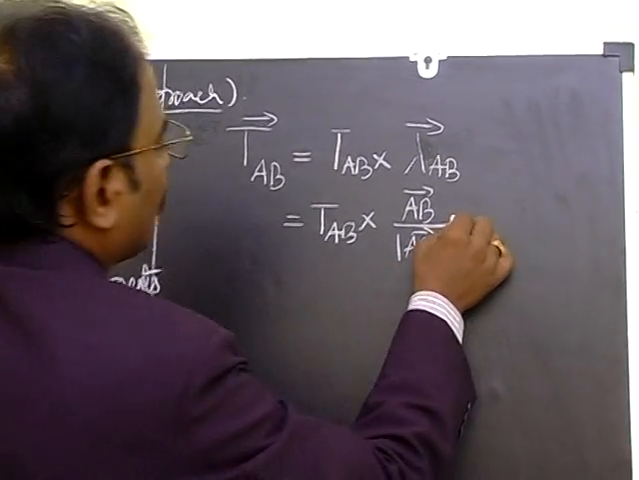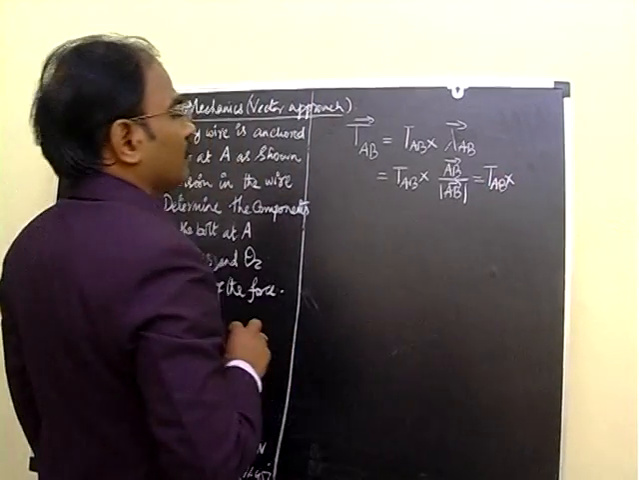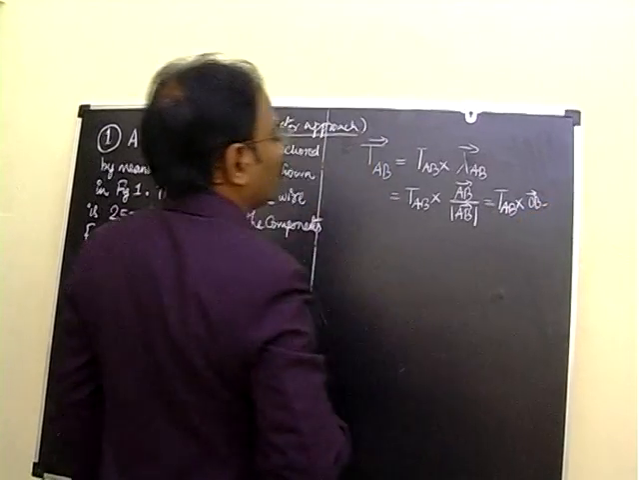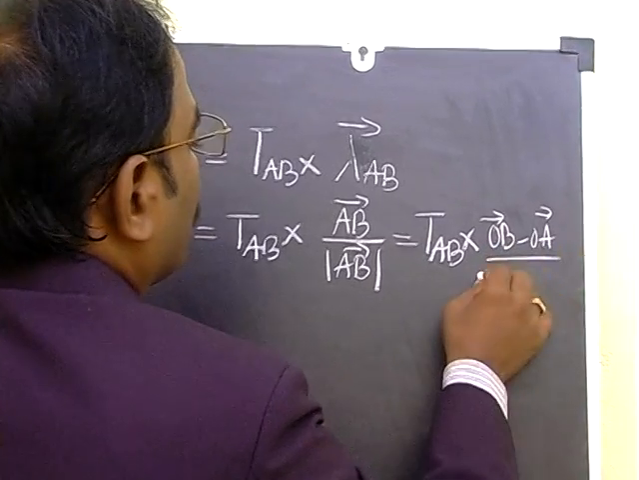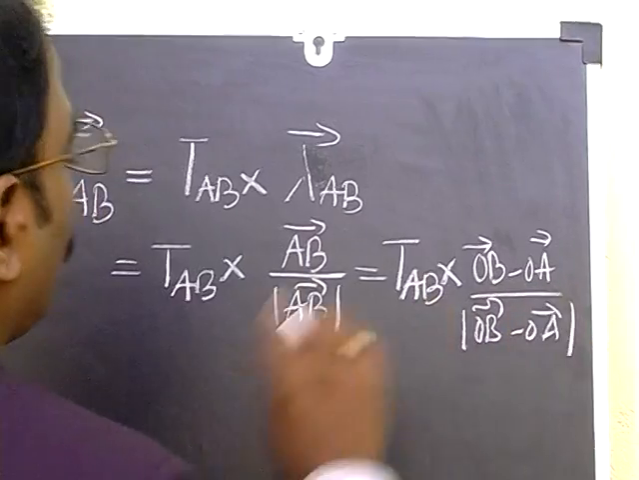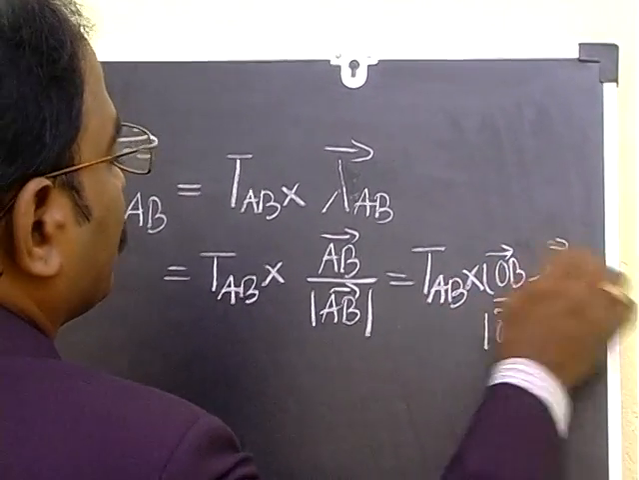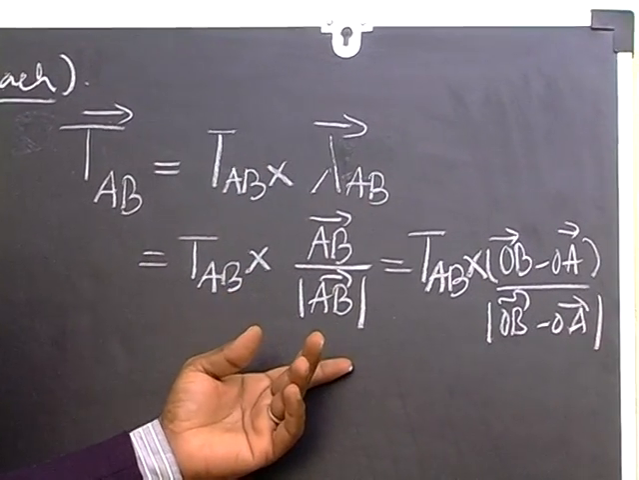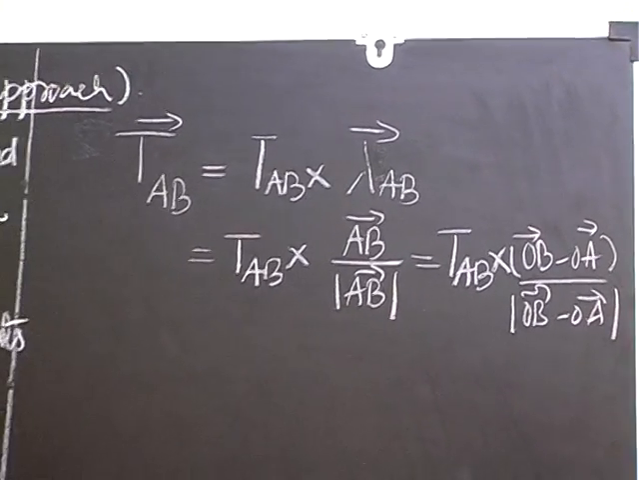Further, this can be written as TAB multiplied by the OB vector minus OA vector, the magnitude as OB vector minus OA vector. It's a simple vector formula for the AB vector as OB vector minus OA vector. This is the basic involved in solving this problem. We are supposed to find out the unit vector lambda AB. For that we need AB vector by magnitude of AB vector. To start with, we have to identify the coordinates of this A and B.